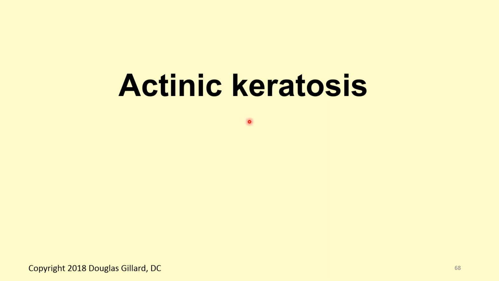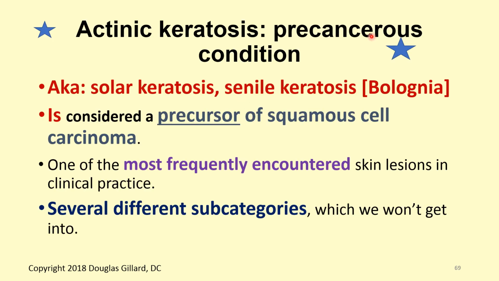Anyway, so AK, actinic keratosis, this is a precancer. This is precancerous to squamous cell carcinoma. Let's talk it over. So it's a precancerous condition, also known as solar keratosis, senile keratosis because it happens in older people, solar because it's associated with the sun.